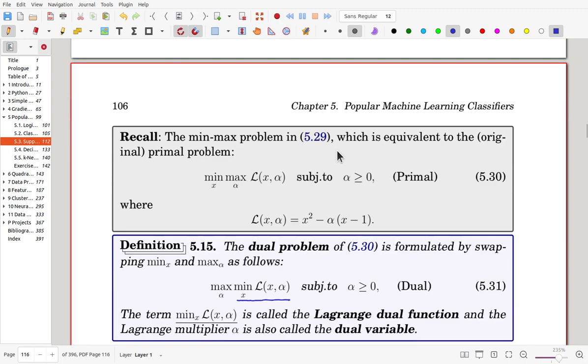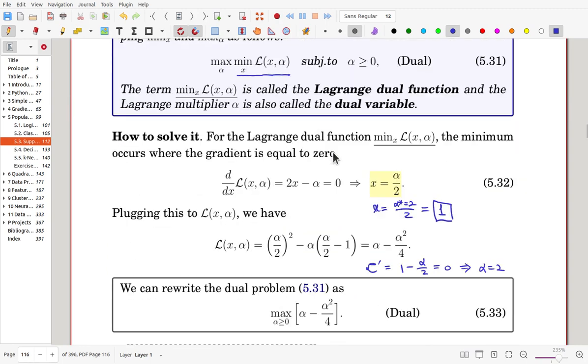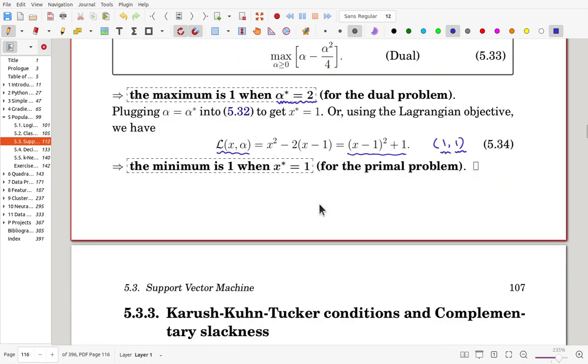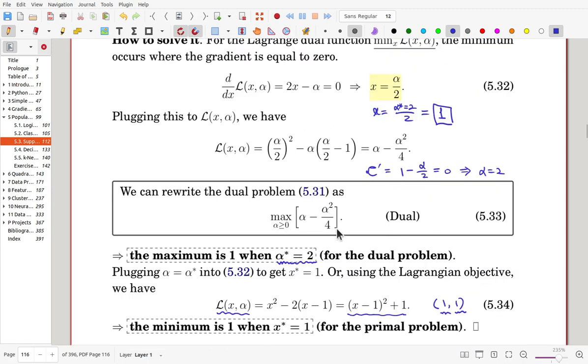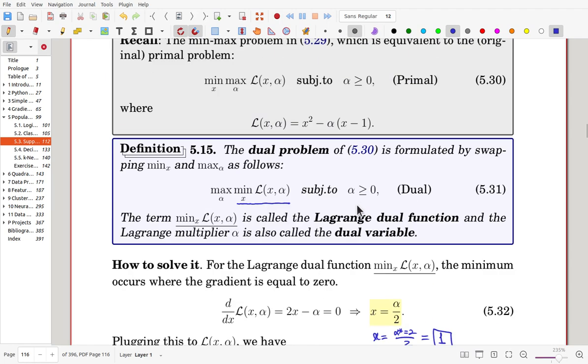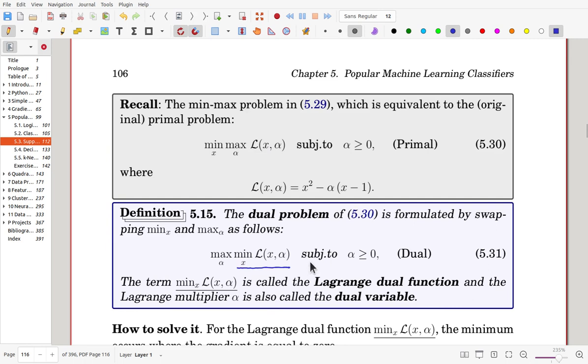Okay. In this way, we can use the method of Lagrange multipliers, and the technique we explored in the second part of this lecture will be used to solve the objective function of the support vector machine.